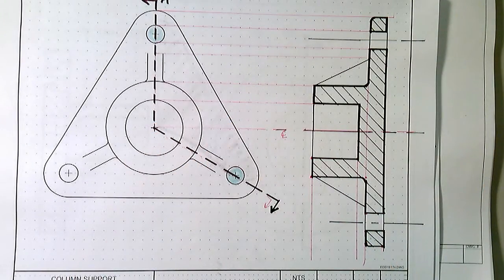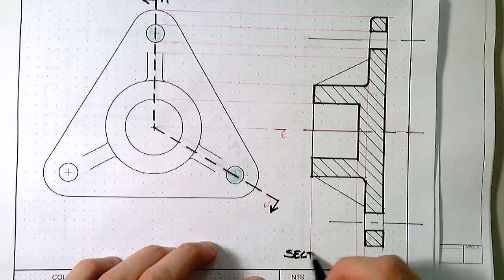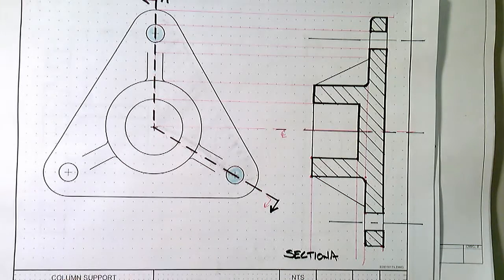And then that would be your section A, right? And we could call that or title it as such. And that's your drawn, drafted section.